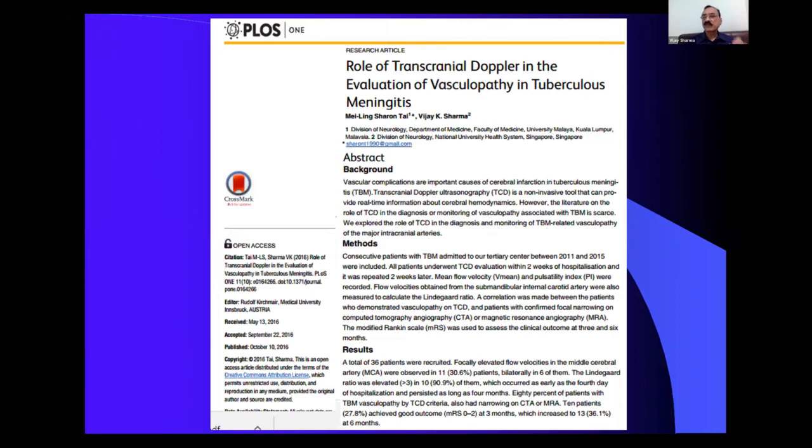The answer is, one TCD never tells you that there is a vasculopathy in TB meningitis or any encephalitis. Useless, one TCD. If you do it serially, yes, definitely you can say that the vasculitis is progressive or regressive, or your treatment is working or not. You can design your treatment according to what you're seeing on the TCD.